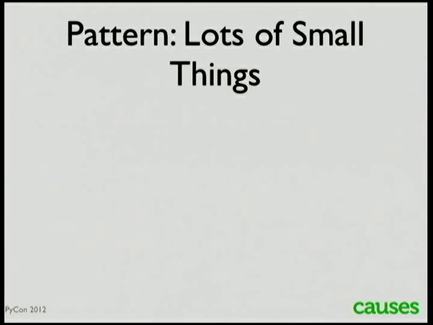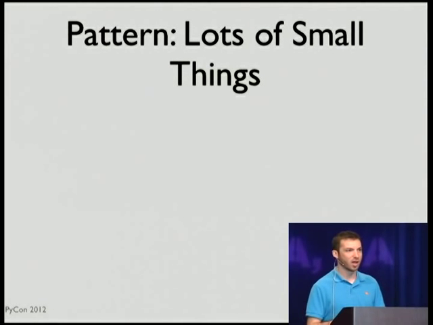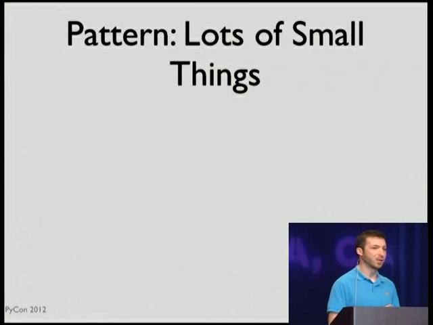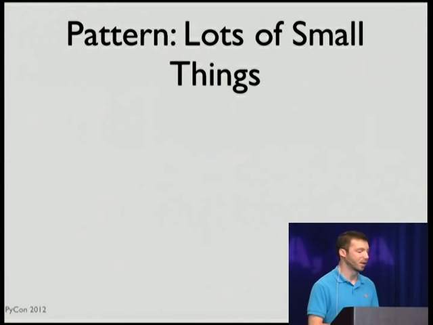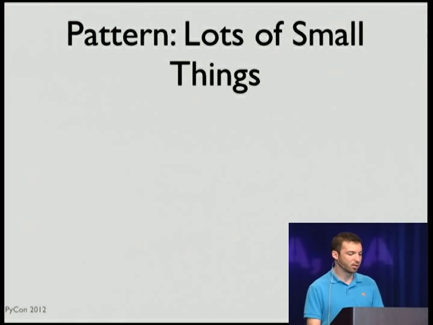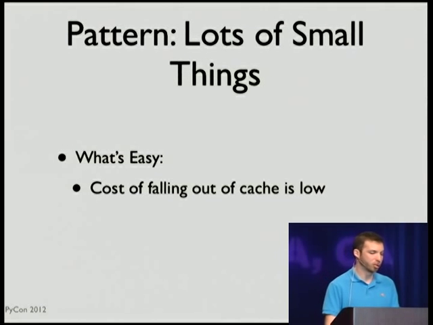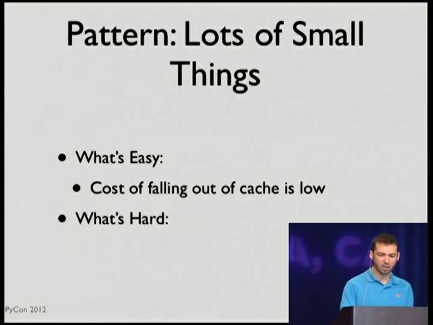So the next pattern we want to talk about is when you've got a lot of small things. If you have, say, a user table, and you find that you are requesting lookups against your user table a lot, and you want to lighten the load on your database, you can just store all of your users in the cache, keyed by their user ID. And what's easy about this is that the cost of any one of these falling out of the cache is extremely low. You can just do a really trivial database query, put the user back in the cache.